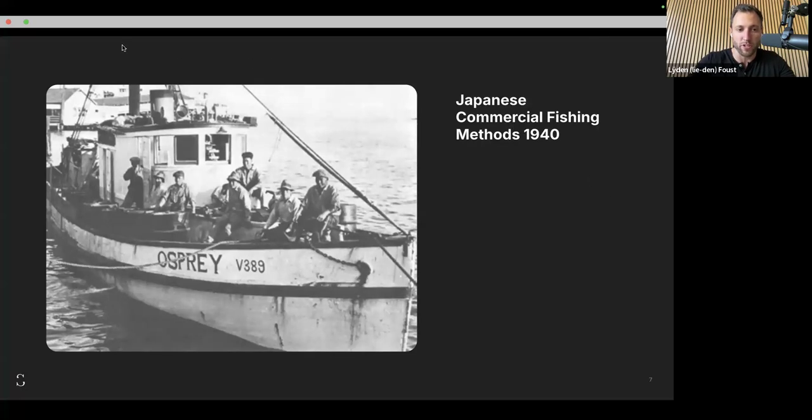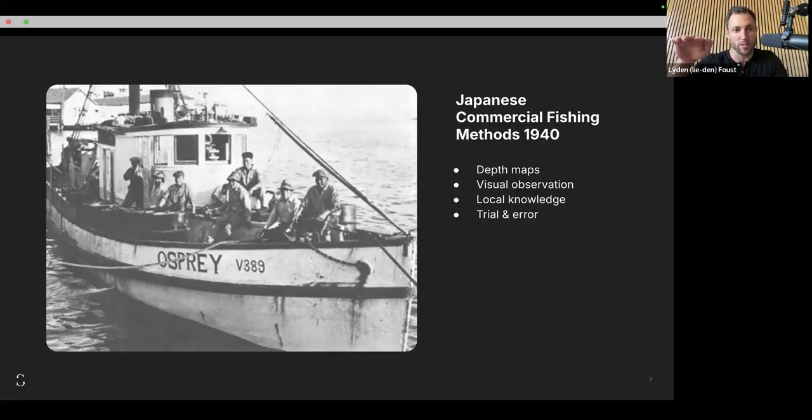Their methods for fishing were interesting. They would use depth maps: stick a plumb line down there, see how deep it is. They had all that mapped out. And visual observation for finding the best place to fish.